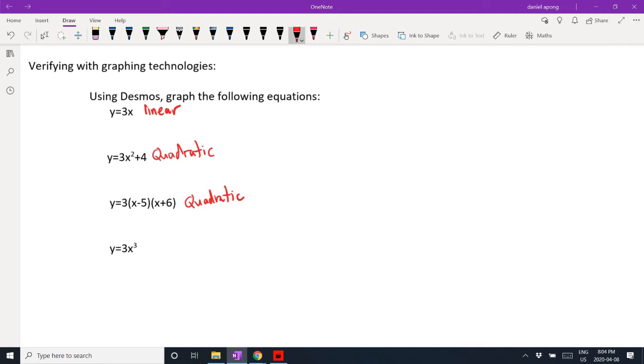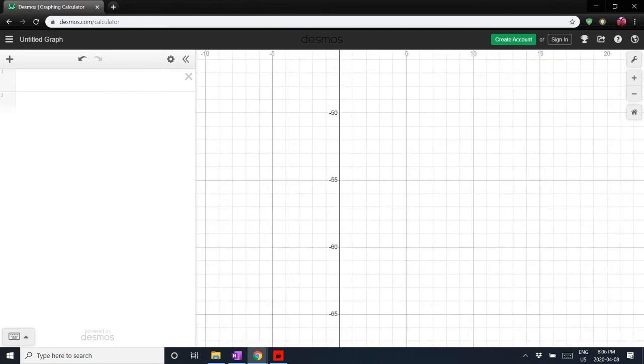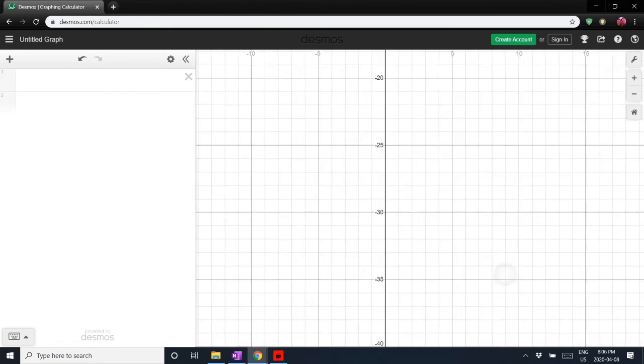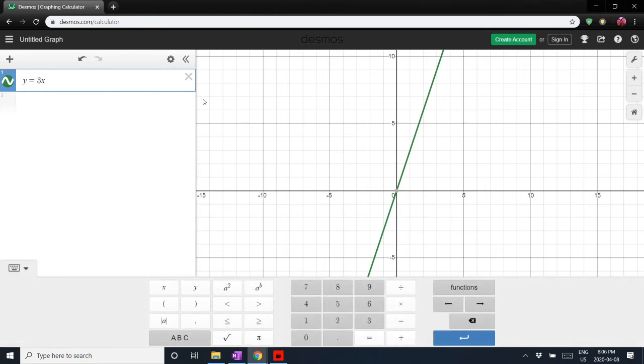Let's try our last function. y = 3x to the power of 3. So here we are back in Desmos. Again, I'm going to clear my graph. Let's scroll back up to the origin, to be right over here. And let me input my last equation, which is y = 3x to the power of 3. To do our power of 3, we're going to go down here and look for this button, a to the b, and this lets us put in any value here. So we're going to put a to the 3.